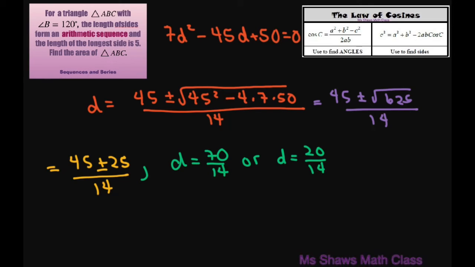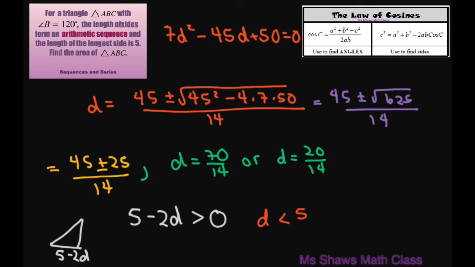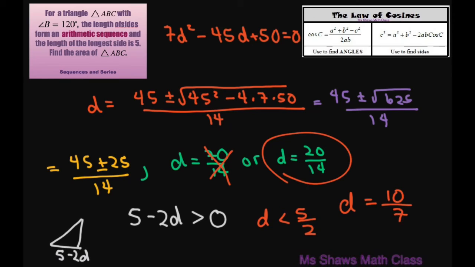Now, remember our smallest side, 5 minus 2d, has to be greater than 0 because it's the length of a side. It has to be positive. So solving for d, d has to be less than 5 halves. Therefore, we have to disregard this one, and we're only going to use this. So our d equals 20 divided by 14, or 10 divided by 7.